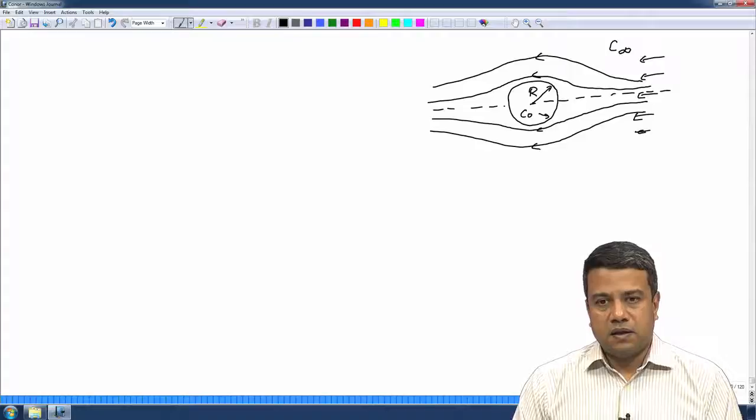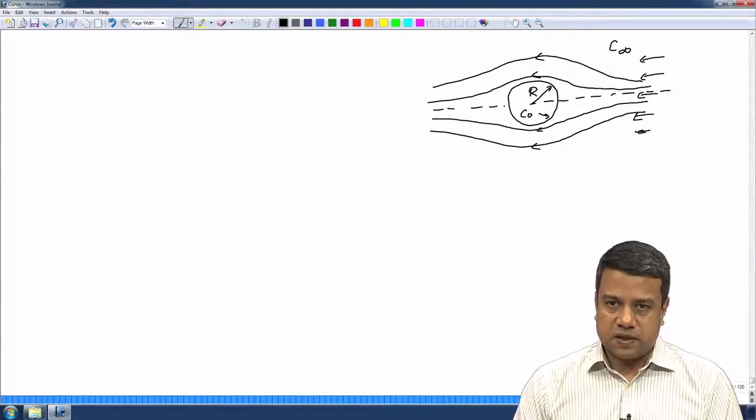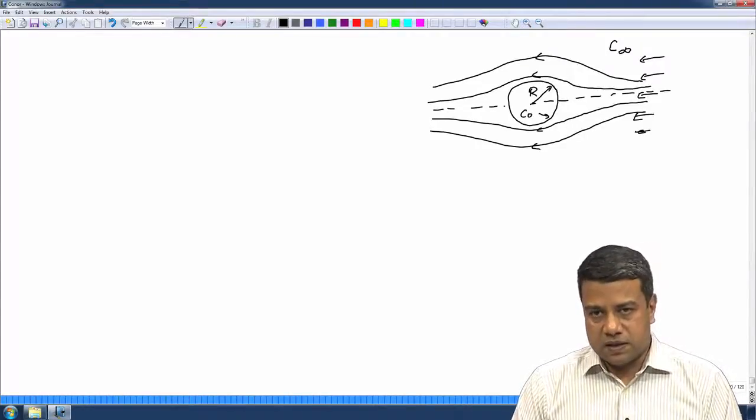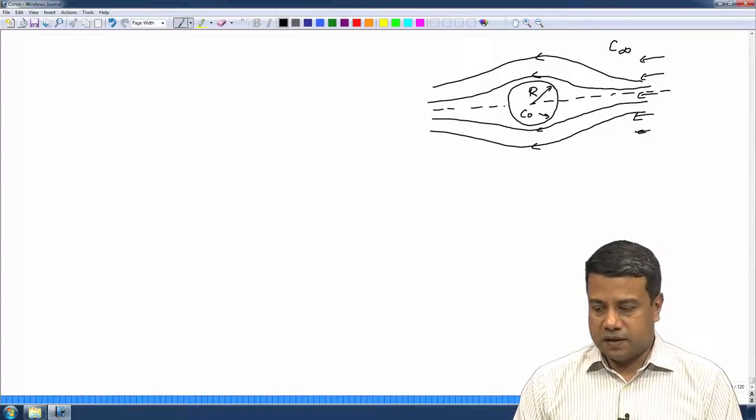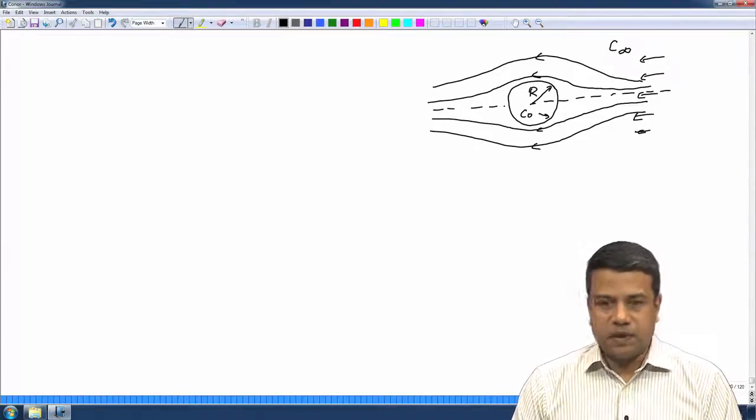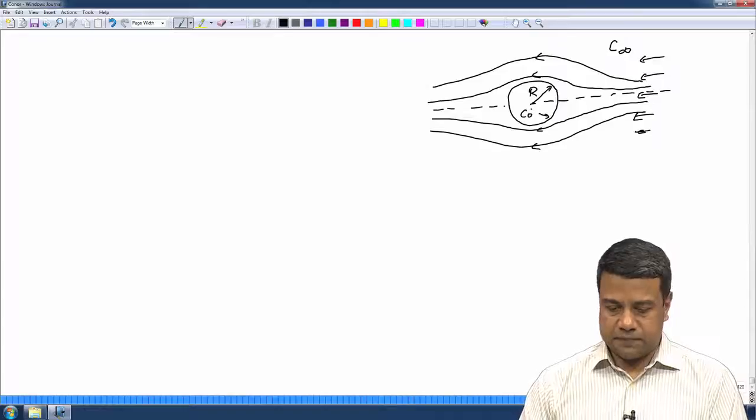Of course, this is a forced convection problem, and it is necessary to specify the velocity field in a laminar flow in order to be able to solve this problem.